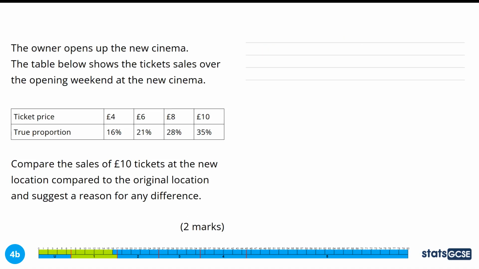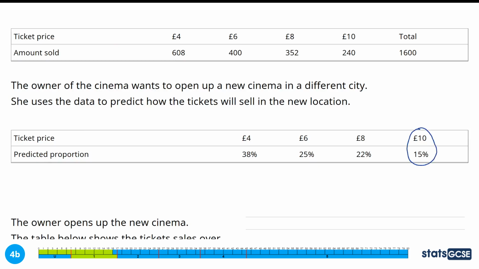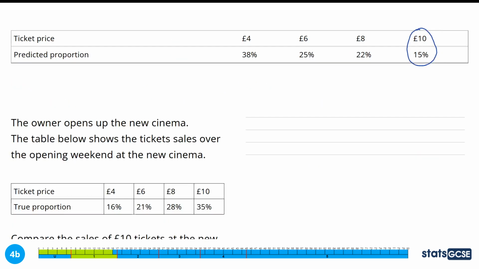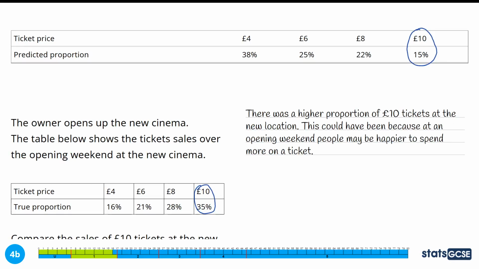The owner opens up the new cinema. The table below shows the ticket sales over the opening weekend at the new cinema. Compare the sales of £10 tickets at the new location compared to the original location and suggest a reason for any difference. At the old location, the £10 tickets were 15% of sales, but at the new location they were 35% of sales. So there was a higher proportion of £10 tickets at the new location. There are many potential reasons for this difference, but the one I've suggested is that this could have been because at opening weekend, people may be happier to spend more on a ticket.